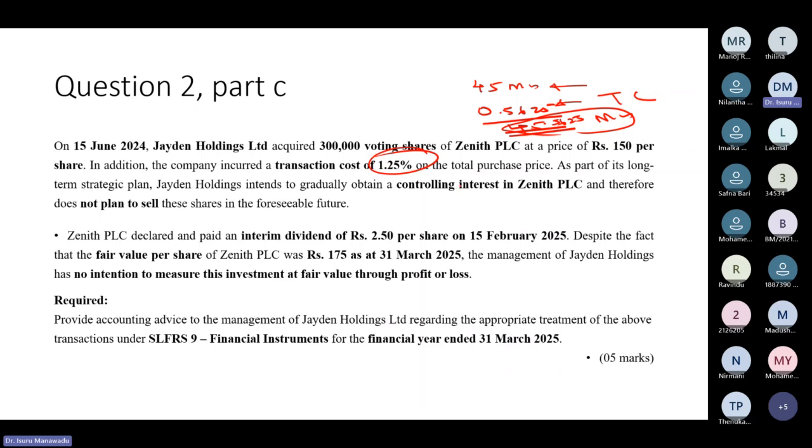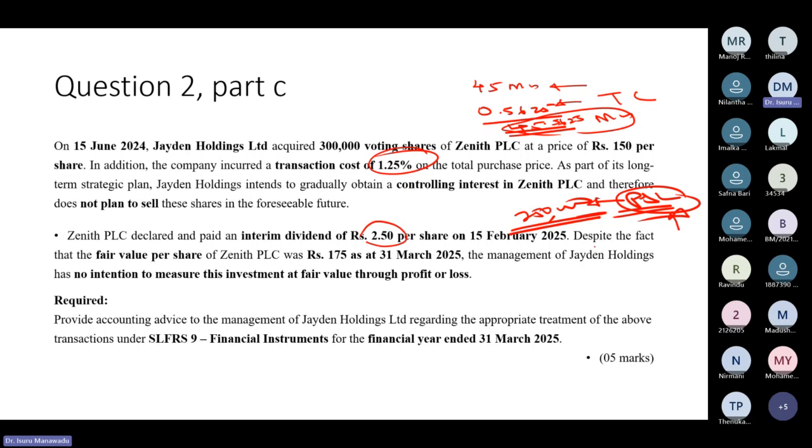Then this dividend income: 2.5 into 300,000, 750,000. 750,000 dividend income received. What you need to do with that? This should be charged to P&L as other income. So dividend income should be recorded under other income.